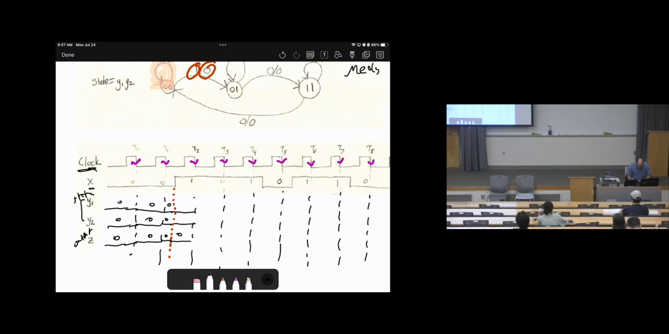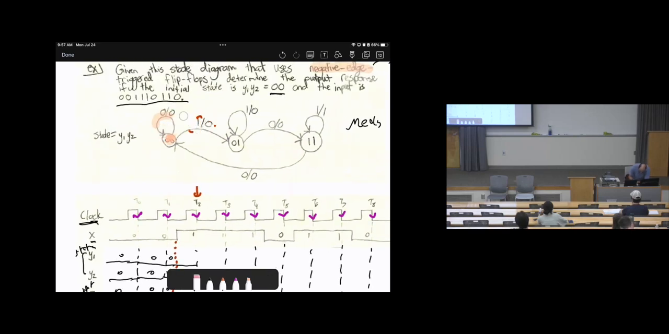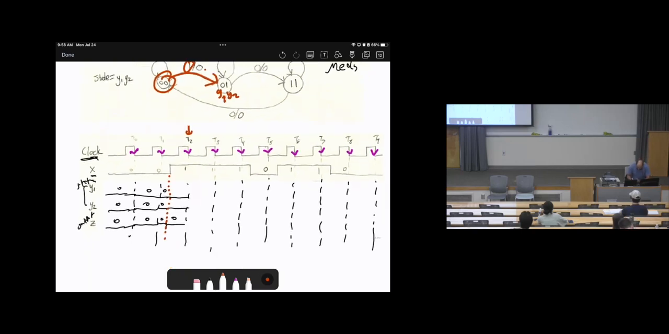Now, here at T2, the input is 1. We are still at 0, 0. The input is 1, so it will go to 0, 1, right? In 0, 1, remember, this is y2, y1, and here is y2. Remember the order. So y2 will go to 1, while y1 will remain 0, because we go to 0, 1. Clear?